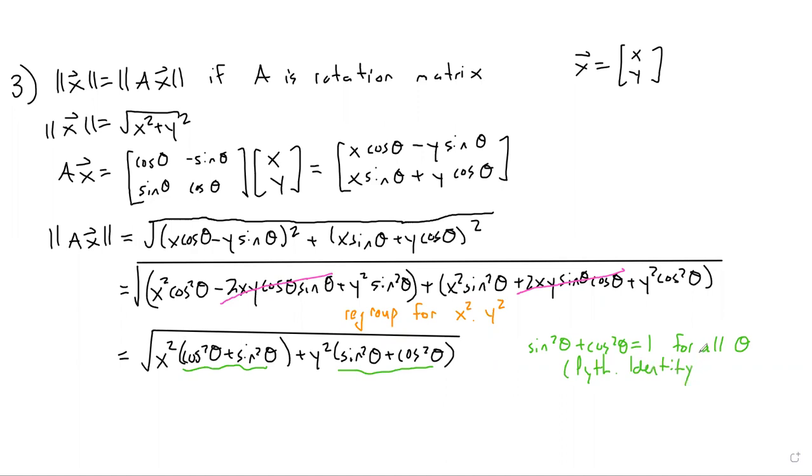And it's very useful. That basically means that what we've got is x squared times 1 plus y squared times 1. And as you can see, that's the exact same thing that we had for the length of x. So they're the same.